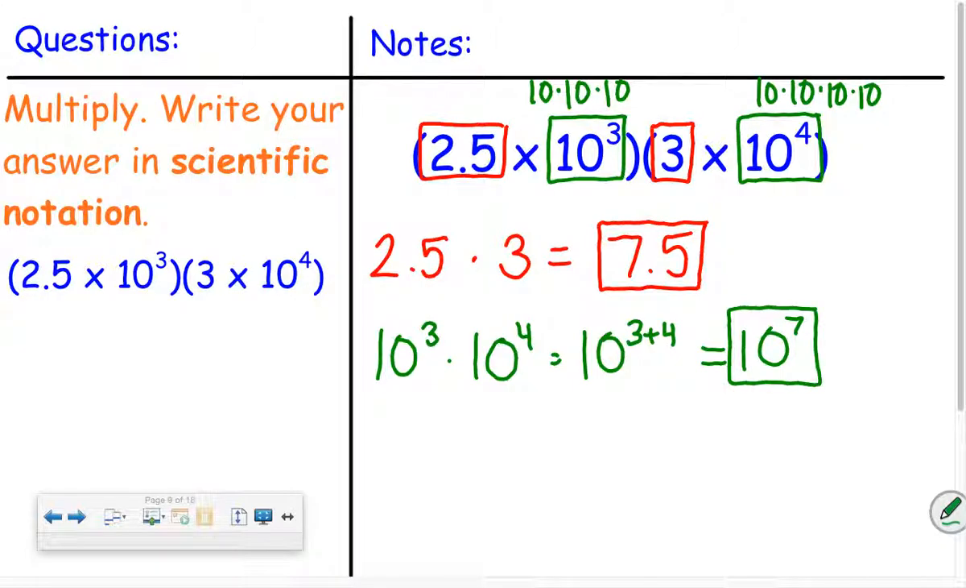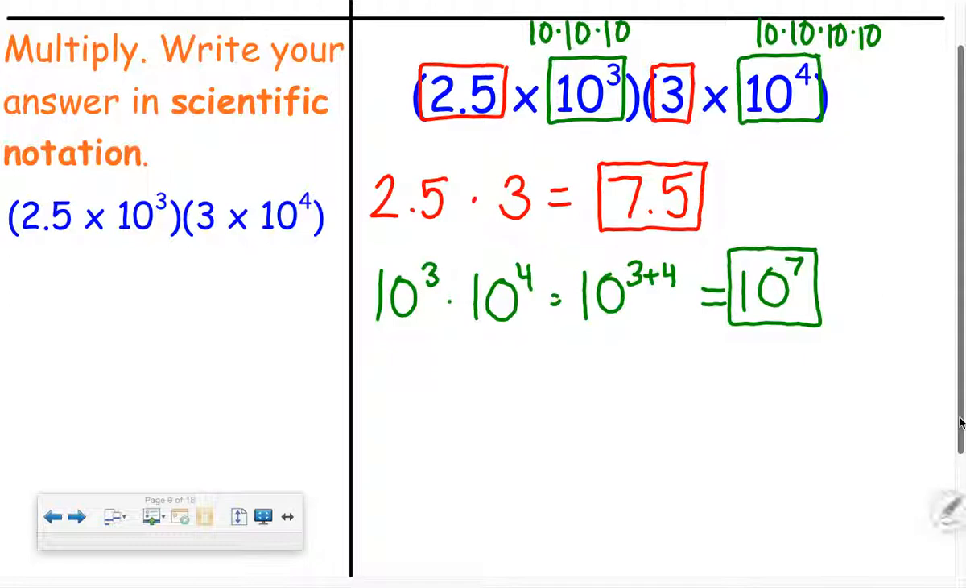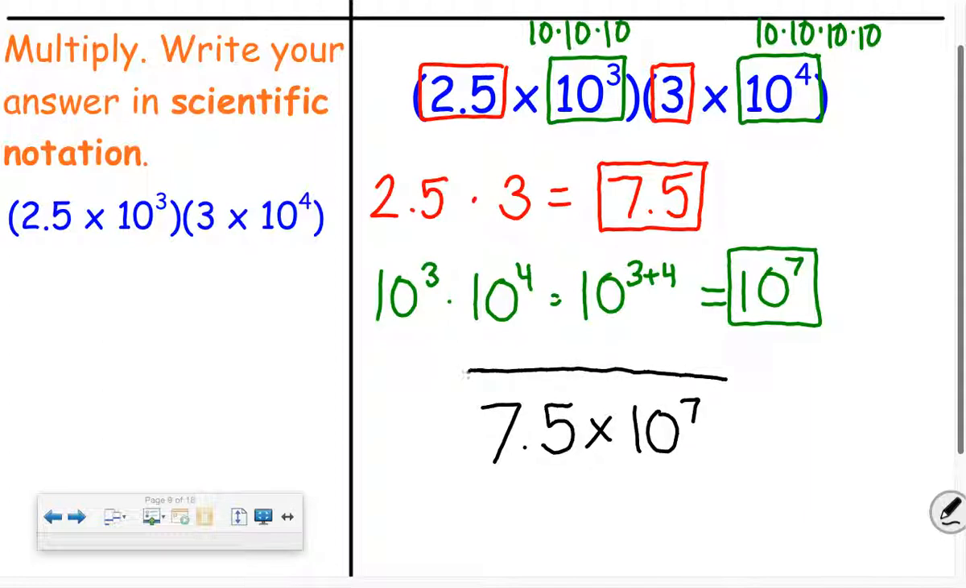So then I'm just going to group together my 7.5 and my 10 to the 7th to write my answer. So 7.5 times 10 to the 7th. I'm done if this answer is in between 1 and 9.9, and it is. 7.5 is between 1 and 9.9. If it wasn't, I would have to keep going. So I'll show you how to do that on a later problem that doesn't end up between 1 and 9.9.